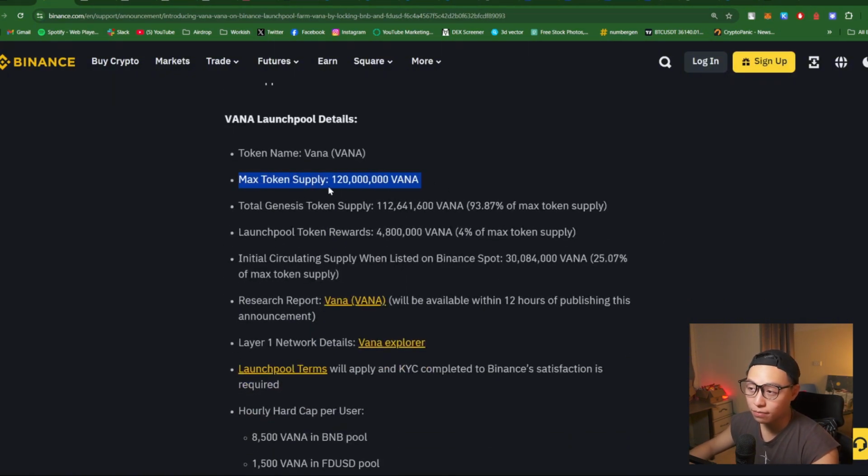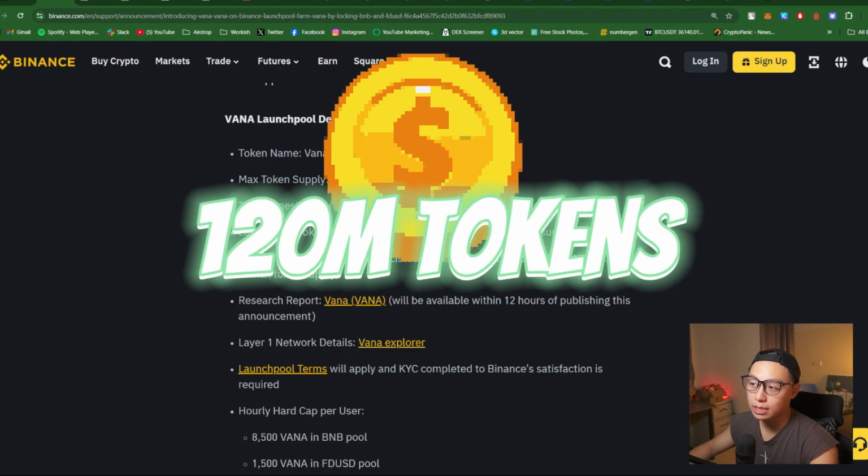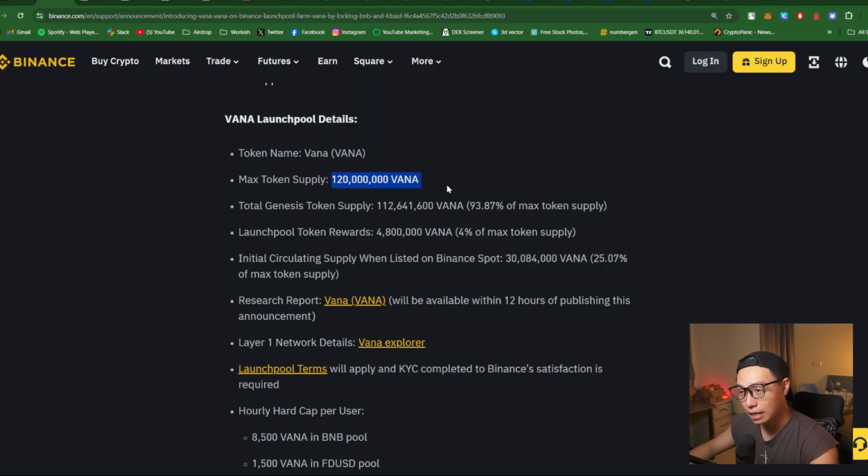The max supply of VANA is 120 million tokens. Okay, interesting supply. The total Genesis token supply is 93.87% of the max token supply. The Launchpool token rewards is about 4% of the max token supply. This amount is average on the Binance Launchpool, so nothing too much to mention here.